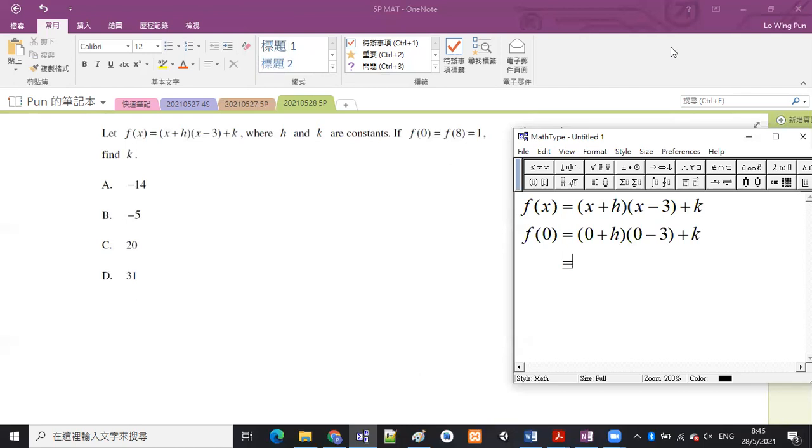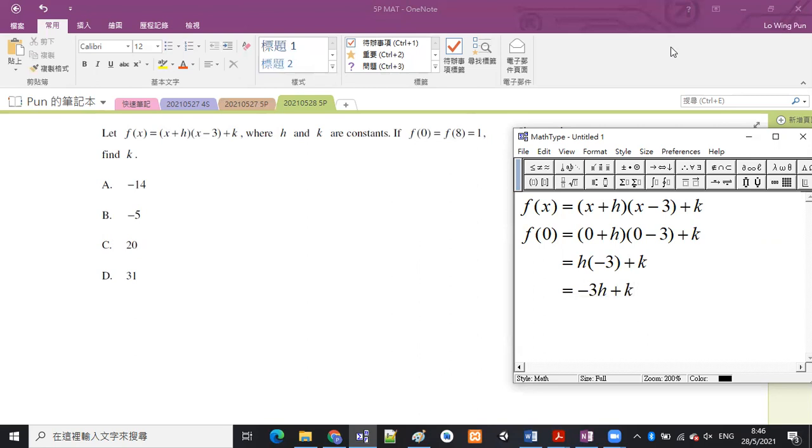Then, what can be calculated? 0 plus h. Any number plus 0 is just that number. So first bracket becomes h. And then 0 minus 3 can be calculated. It should be just -3, right? And then plus k. So h times -3 becomes -3h, and then plus k. And this is our F(0).